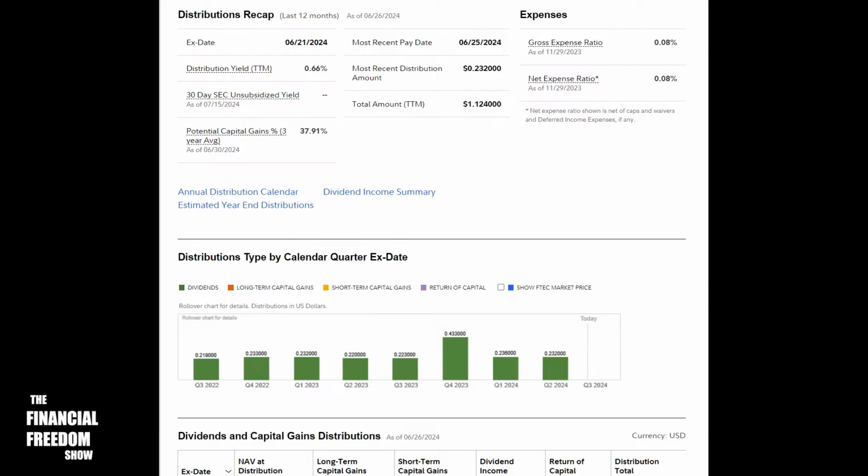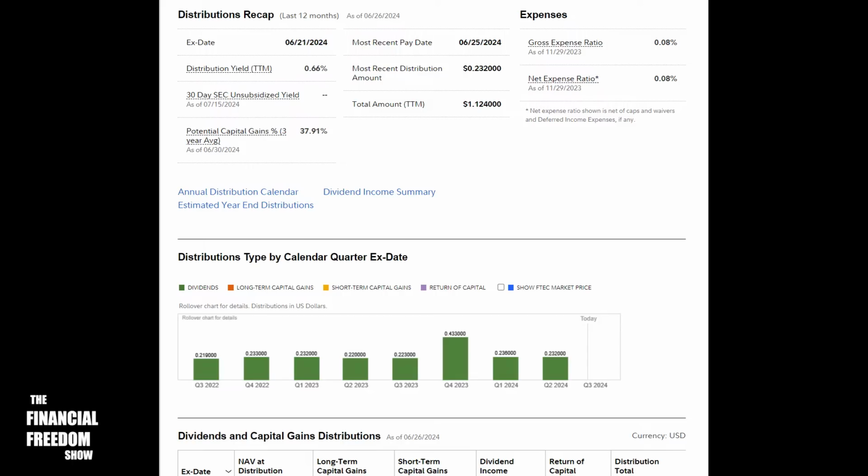Now let's dive into the benefits of investing in FTEC. One of the main advantages is diversification within the technology sector. By holding a broad range of tech stocks, you're spreading your risk across multiple companies and subsectors. Another benefit is the growth potential of the technology sector. Tech companies are often at the forefront of innovation, which can lead to significant growth opportunities. By investing in FTEC, you're positioning yourself to potentially benefit from this growth.